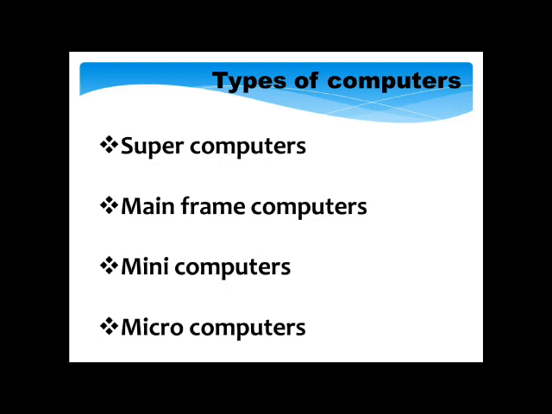And next we studied about different types of computers. What are the different types of computers? Yes, supercomputers, mainframe computers, mini computers and microcomputers. And you have to study different types of computers and with example.